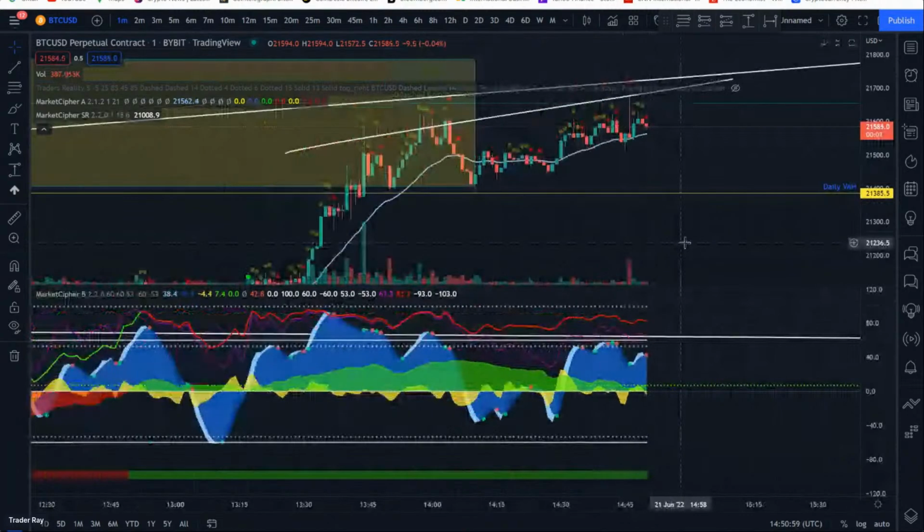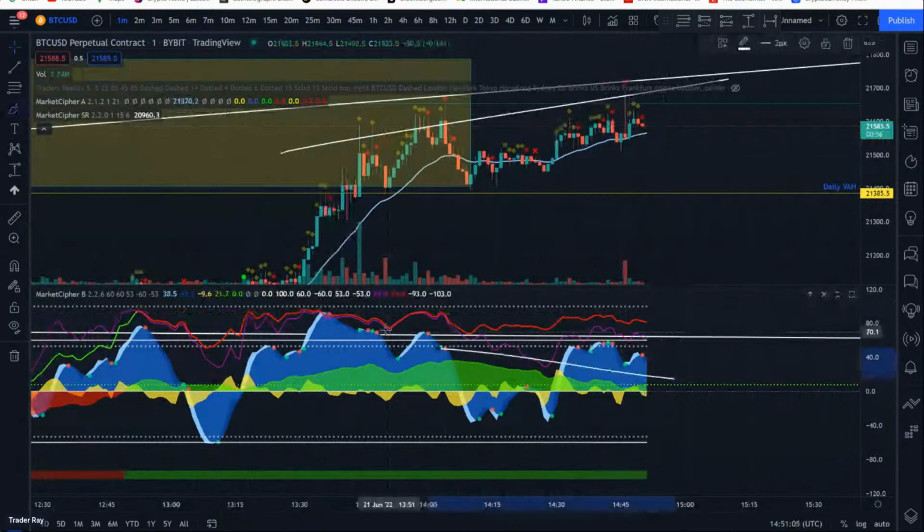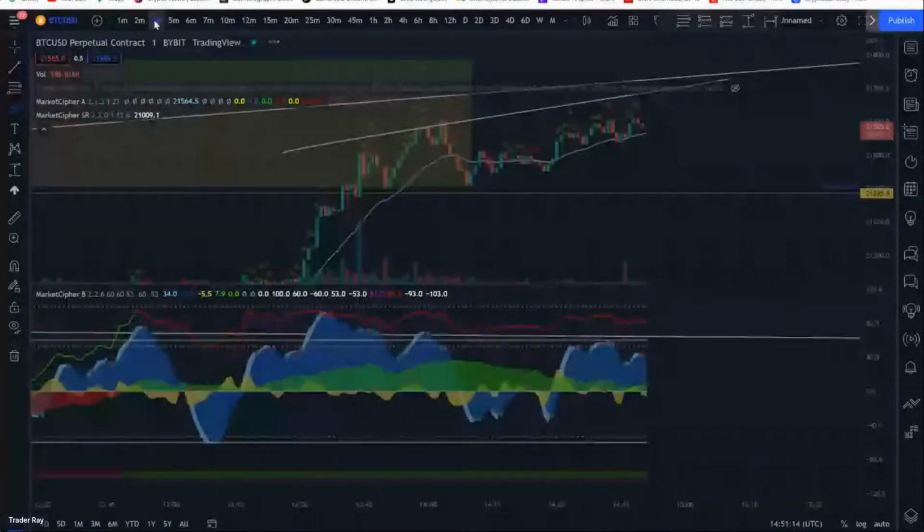Again, one more summary on the 1 minute. This looks good for a short position. We have the money flow coming down. We have the momentum waves going lower. Yeah, this looks good if you're just trading on the 1 minute.